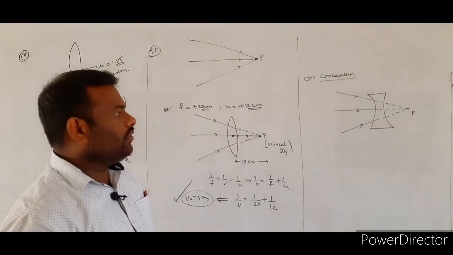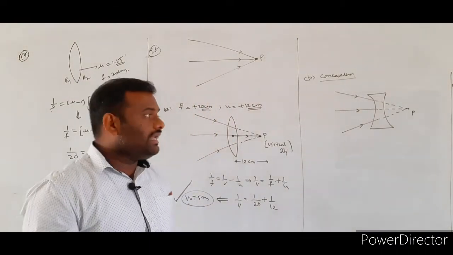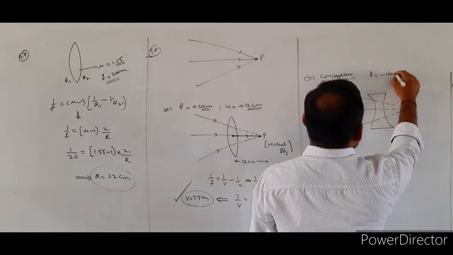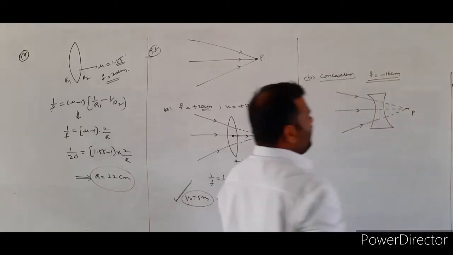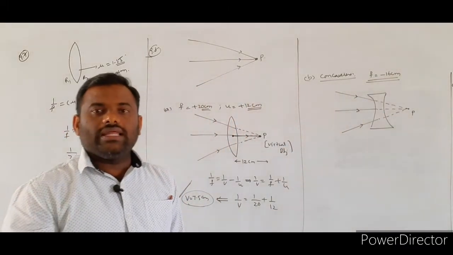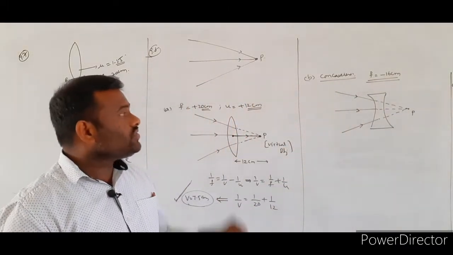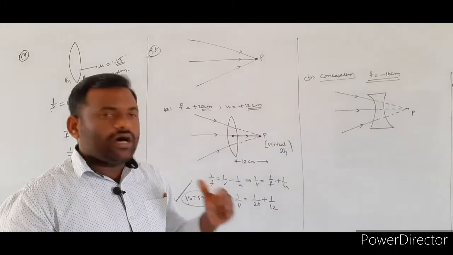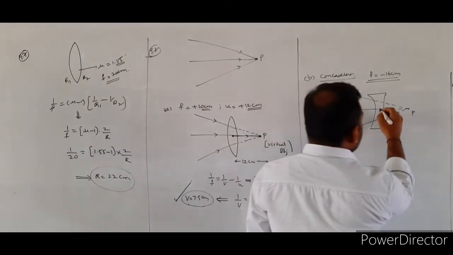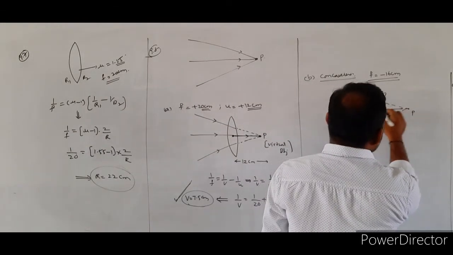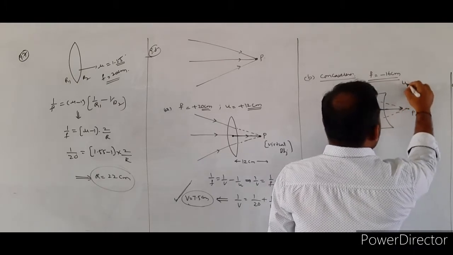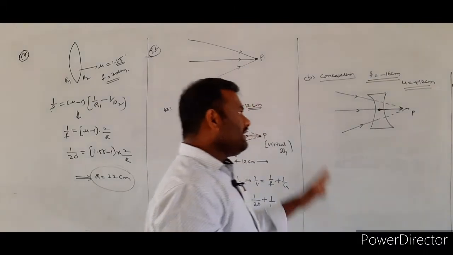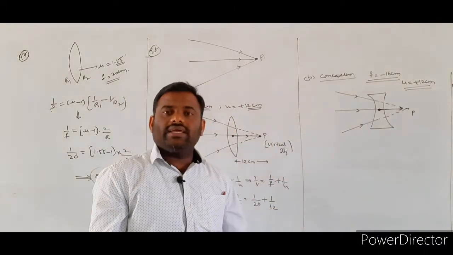And they told that the concave lens has a focal length of 16 centimeter. So the focal length is equal to minus 16 centimeter. For the concave lens, the focal length value will be taken as negative. Object distance is always measured from the optic center to the object. So the object distance is equal to plus 12 centimeter. Why? The distance is measured in the direction of the incident light.